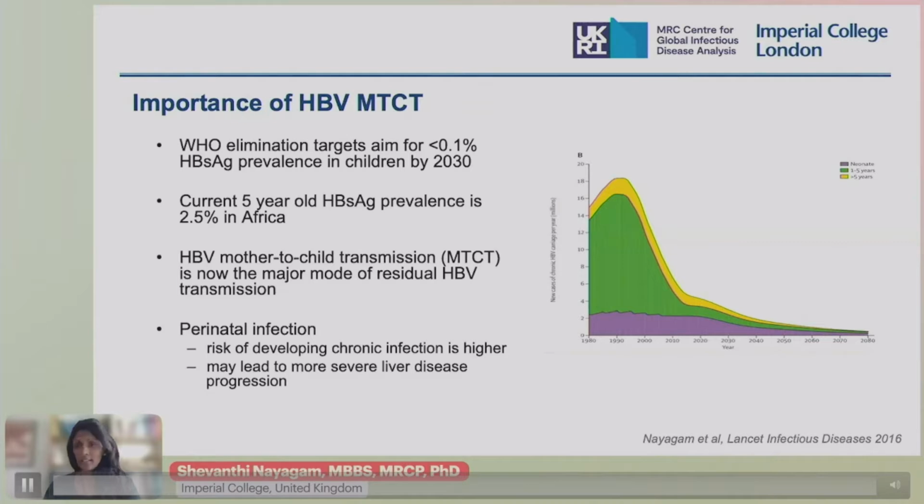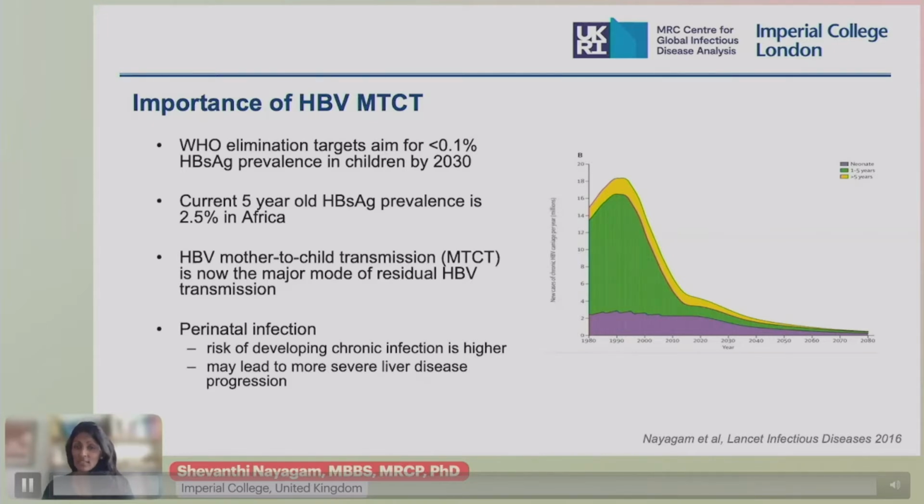Now, we all are very well aware in this forum the importance of hepatitis B mother-to-child transmission. But a few summary points. So we know the WHO elimination targets now aim for a less than 0.1% surface antigen prevalence in children by 2030. But the current 5-year-old prevalence is 2.5% in Africa. And hepatitis B mother-to-child transmission is now the major mode of residual hepatitis B transmission. And this is partly due to the successes of infant vaccination at interrupting horizontal transmission, both in the region and globally.